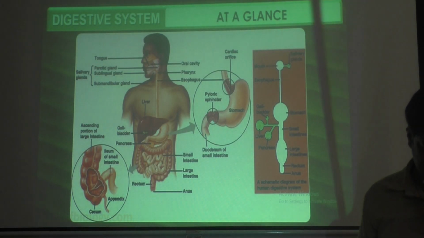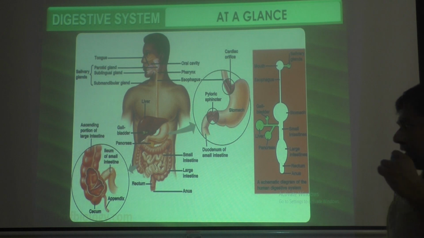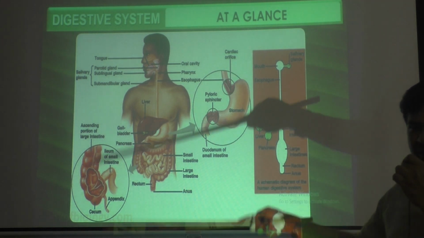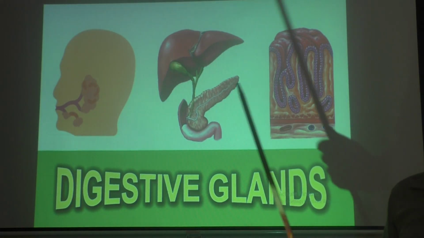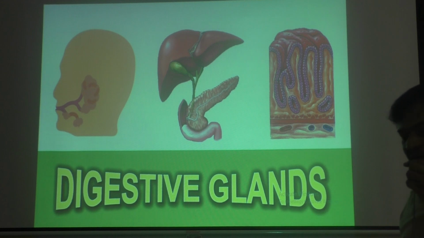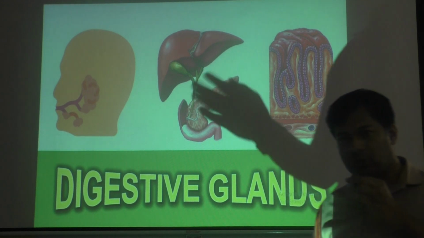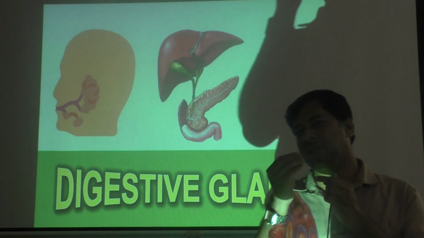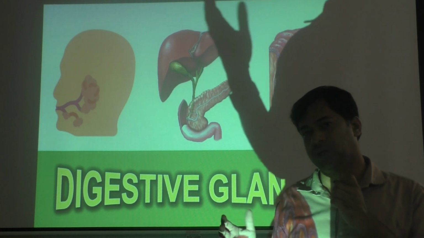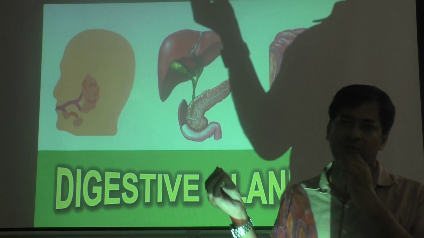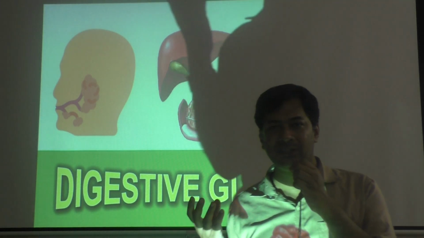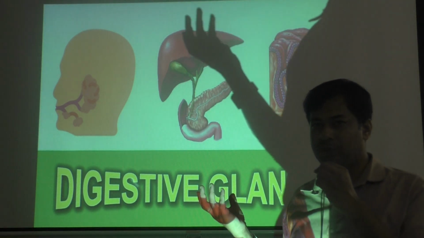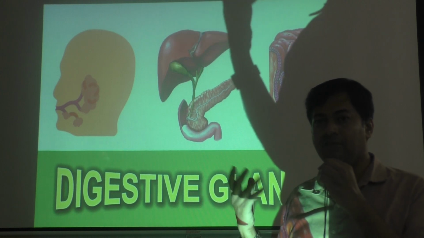Next, you see the digestive system at a glance, what we have learned just now. Again, no need to go through it, it is the same thing I explained just now, one by one. Then we are going to learn now the digestive glands. The tube alone is not enough for digestion. Only a long tube starting from mouth till anus is not enough. Some chemicals are also required, like for the digestion of fat, bile juice is required. And bile juice is not produced by the alimentary canal, it is produced by the liver.